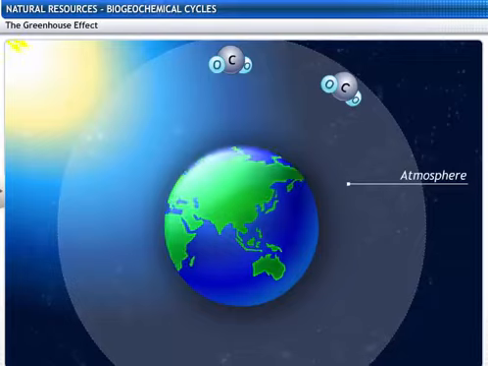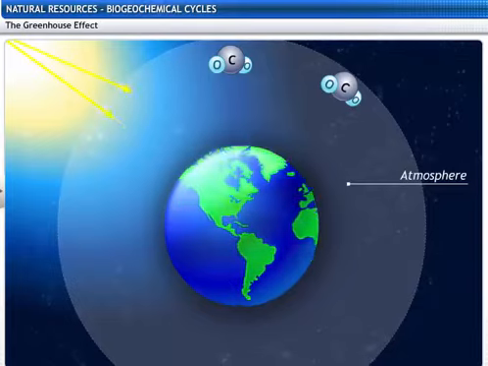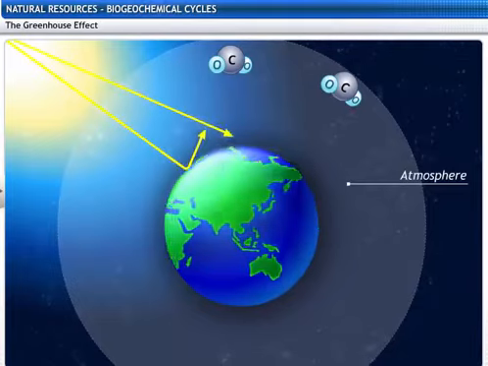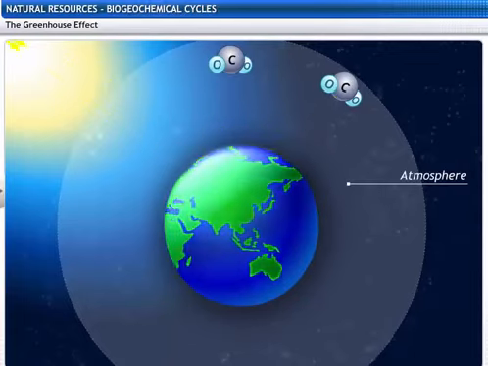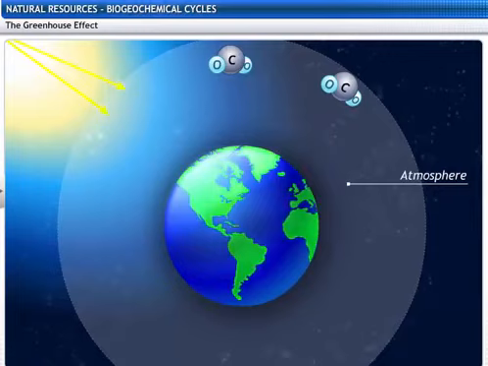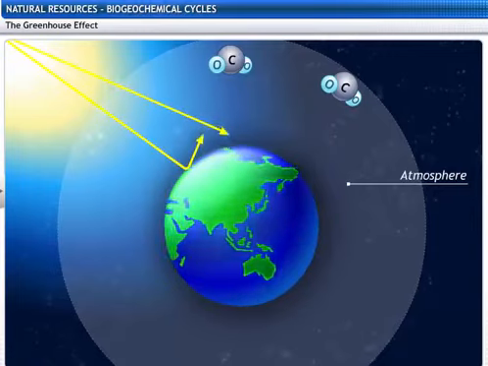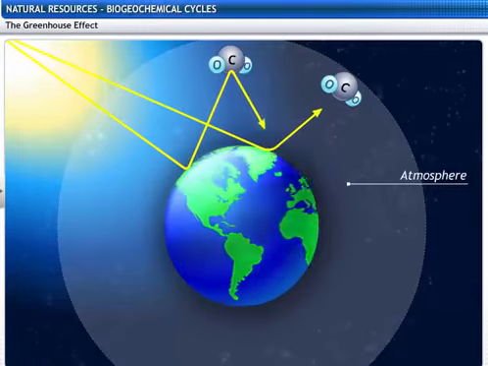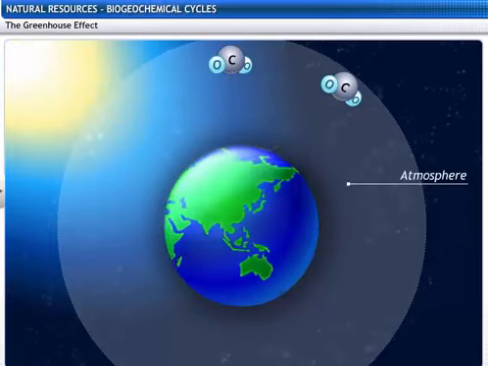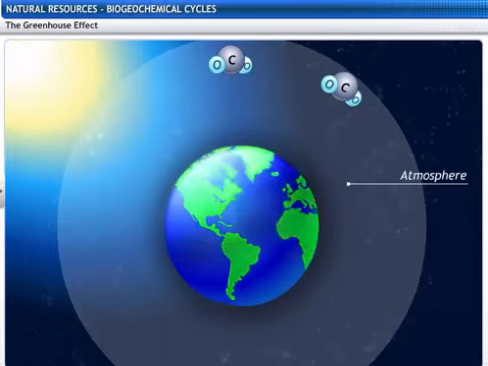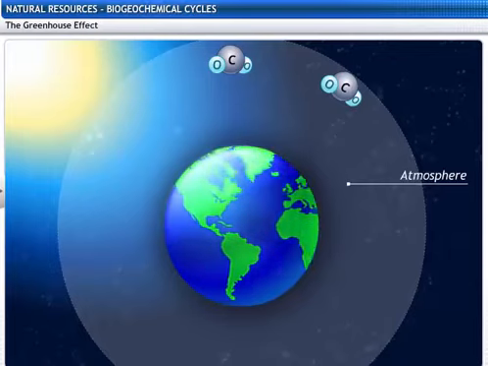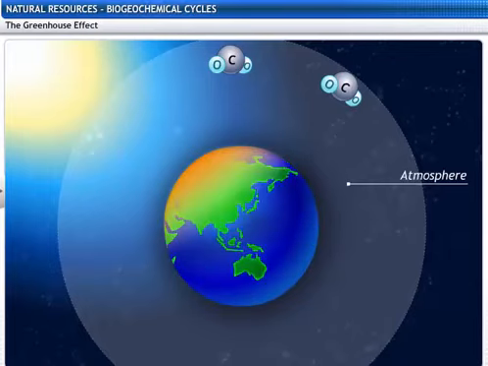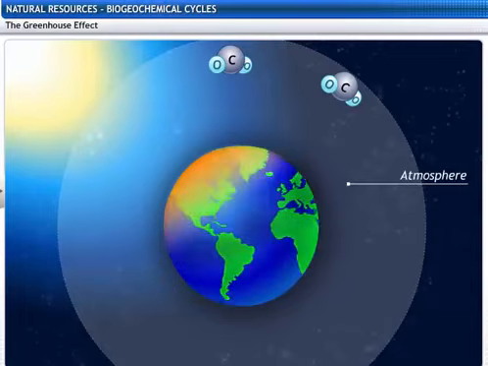Take a look. Solar radiation reaching the Earth is reflected back into the atmosphere. Although much of this radiant heat is lost to space, atmospheric gases like carbon dioxide trap the heat. This is called the greenhouse effect. It keeps the Earth warm to sustain life.